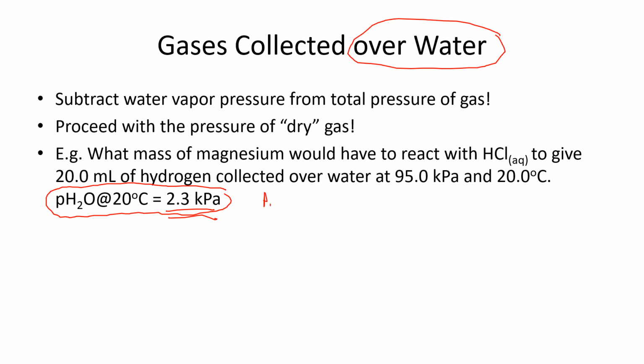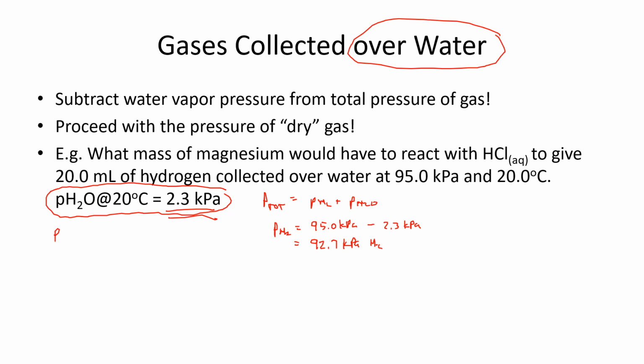So the total pressure is going to be equal to the pressure of the hydrogen plus the pressure of the water vapor that's in there. So if you want just the pressure of the hydrogen, we're going to have to take the 95 kilopascals, that's the total pressure, and subtract the 2.3 kilopascals, which is just the water vapor. And so that gives us 92.7 kilopascals of hydrogen pressure. The next step here is to figure out how many moles that is.